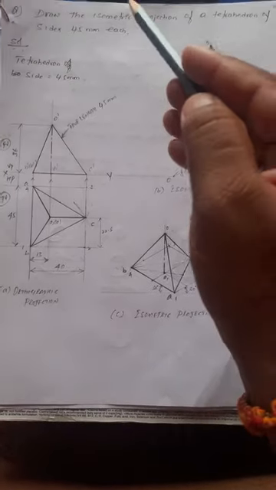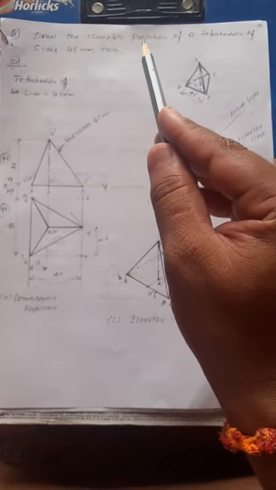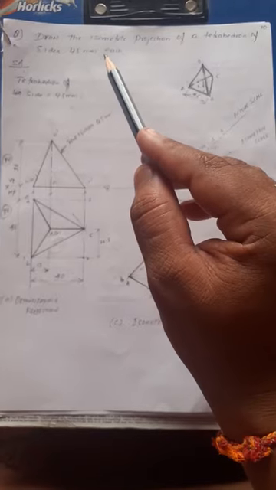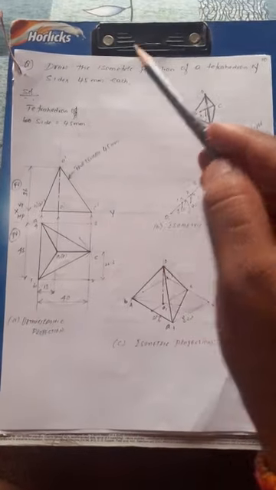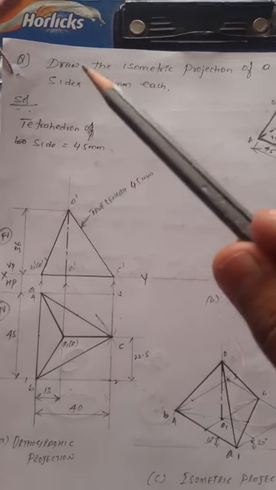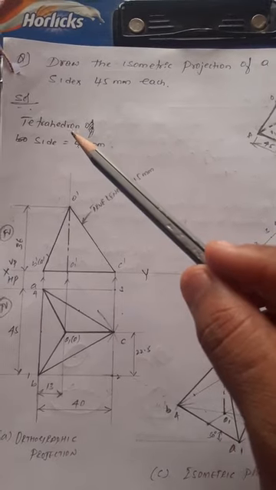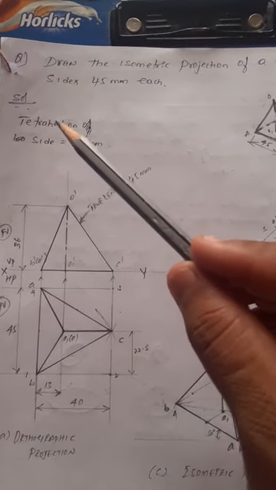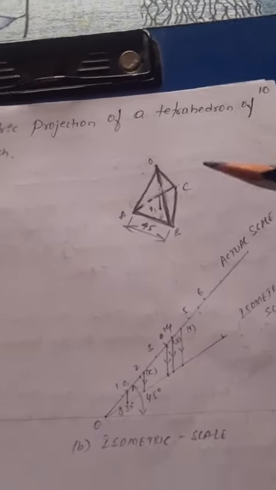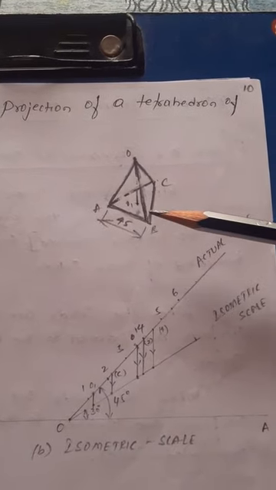Our next lecture video is on drawing the isometric projection of a tetrahedron of sides 45 mm each. Do you know what a tetrahedron is? Tetra means four, and hedron means faces. In a tetrahedron, how many faces are there? A tetrahedron has four equilateral triangular faces.